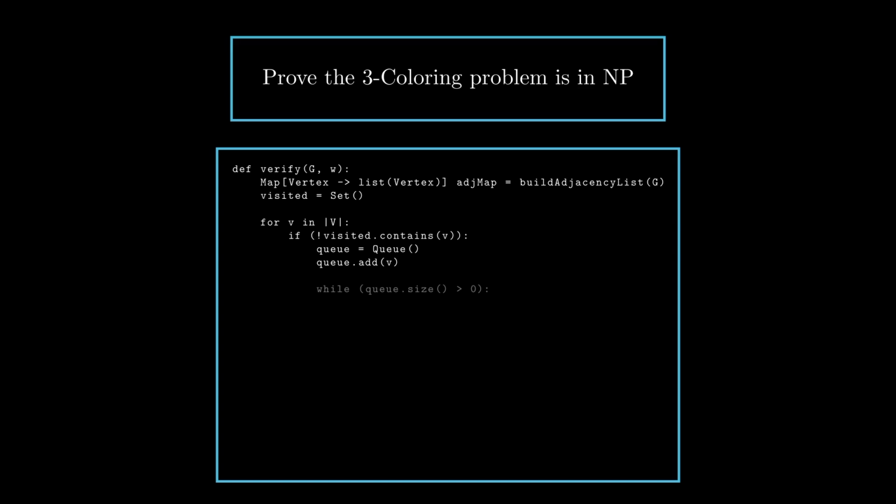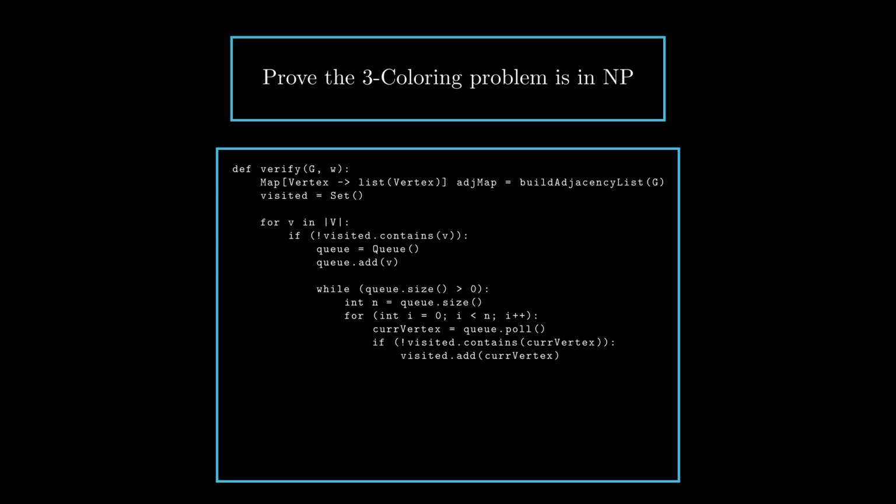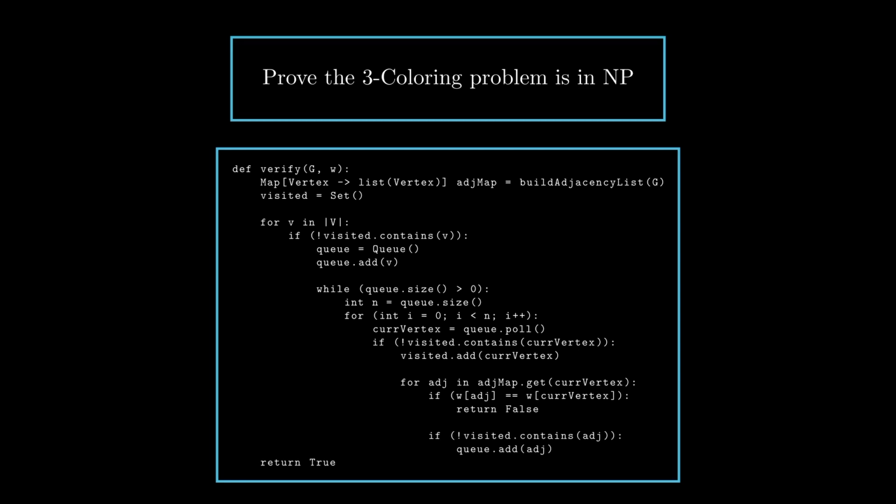And then while we still have vertices in our queue, we will let n be the size of the current level, and then we'll iterate over each vertex at that level. We will then pop the current vertex at the top of the queue, and if we have not visited this vertex yet, then we will add this vertex to our visited set. Next, we'll iterate over each adjacent vertex to our current vertex, and if in our witness the adjacent vertex is the same color as our current vertex, we will return false. We will then check to see if the adjacent node has been visited, and if it hasn't been visited, we'll add it to our queue, and then finally, we'll have our function return true.